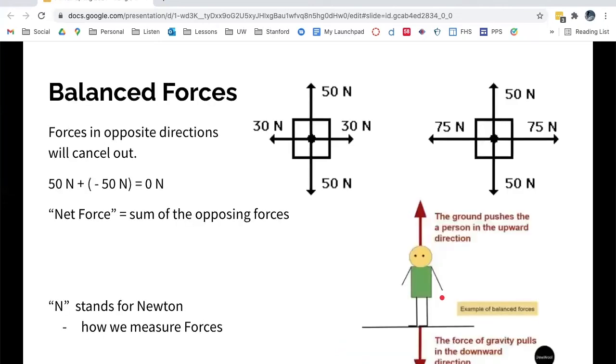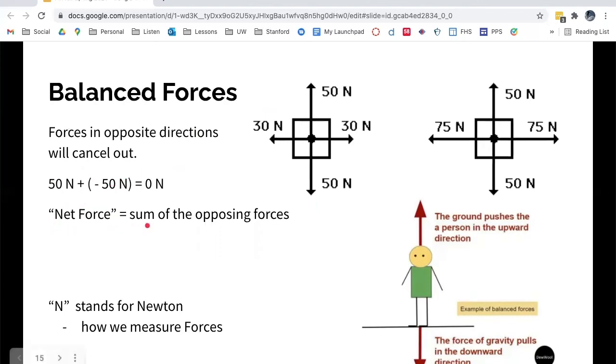So this brings us to an idea of balanced forces. When forces are pushing in opposite directions, they cancel each other out if they're working on the same object. So in these diagrams, the force going down versus the force going up, 50 newtons going down, 50 newtons going up in the opposite direction, opposites, positive and negative, they will cancel out to be 0 newtons of force.